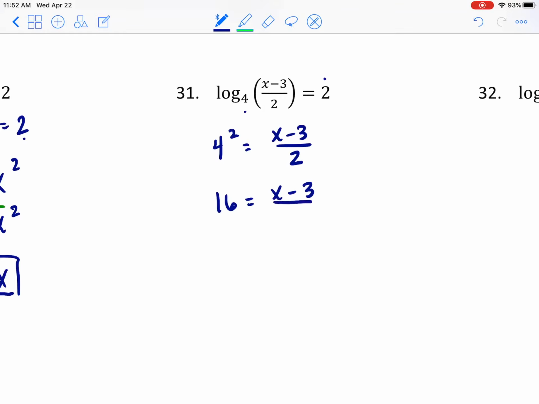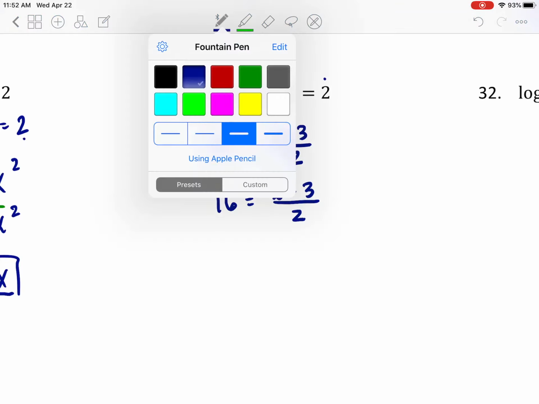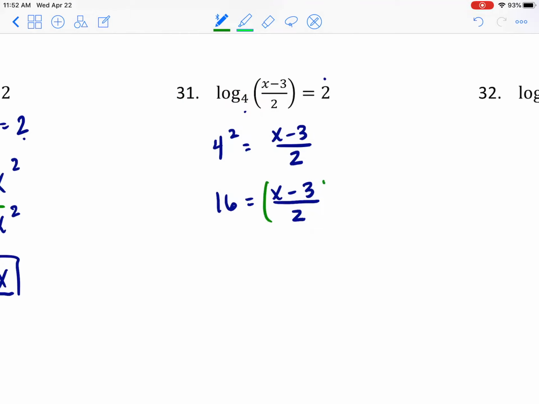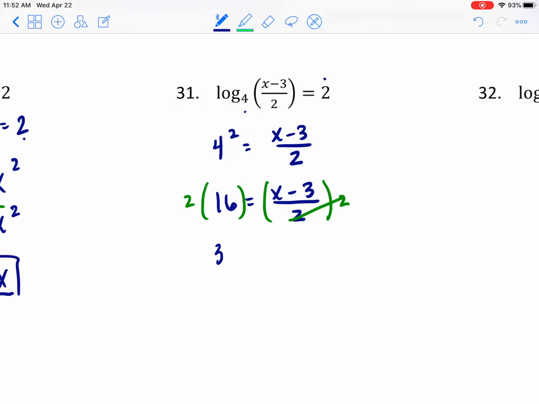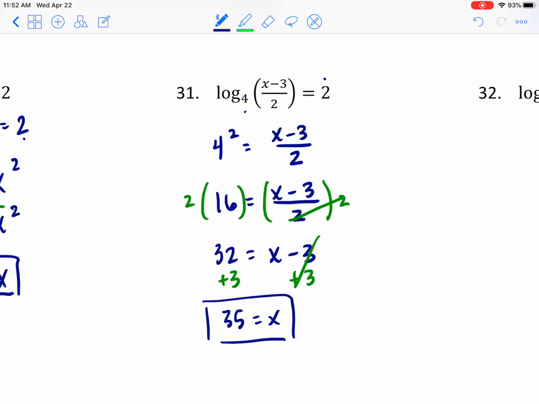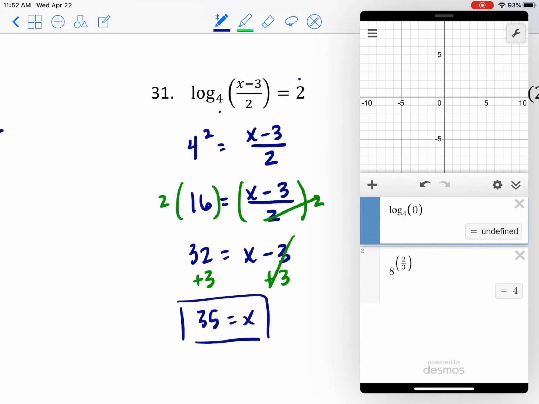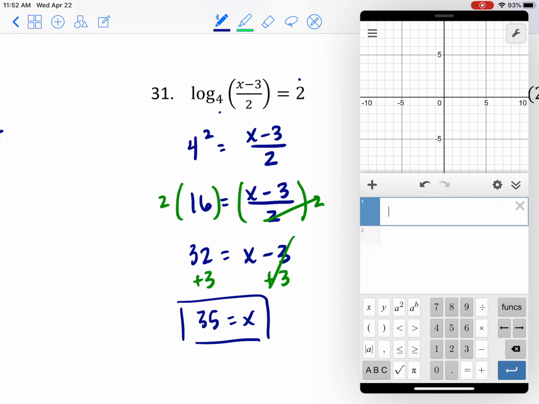X not by itself, so we're going to rewrite. This becomes 4 squared equal to x minus 3 over 2. 4 squared is just 16. So if I want to solve this, I'm going to get rid of division by 2 over here by multiplying both sides by 2. That cancels these out. So 2 times 16 makes 32 on this side, and I still have x minus 3 over here. Now I'm going to add 3 to both sides. That makes that go away. So x equals 35 is my solution.